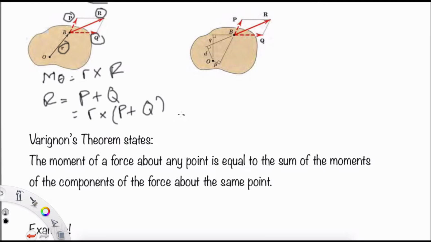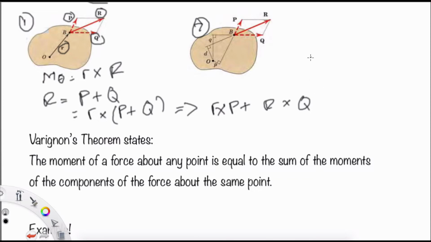So it will be R times P plus R times Q. And this is the first. And then what if we want to make it to be the perpendicular like this one? This is the first figure and this is the second figure.